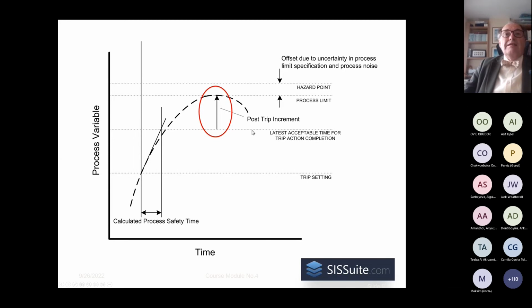Given that this, again, is the latest acceptable time for the completion of the trip action, and this is our trip setting, then it is from here to here that it constitutes the process safety time in accordance with our new definition. If the SIF is any slower than this, then this trajectory would in fact breach that process limit. And you can see the other consideration is how fast this is moving.